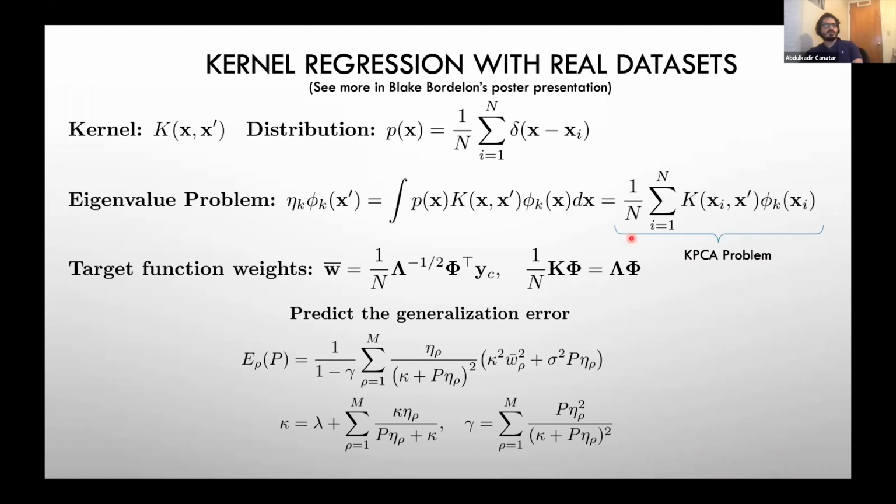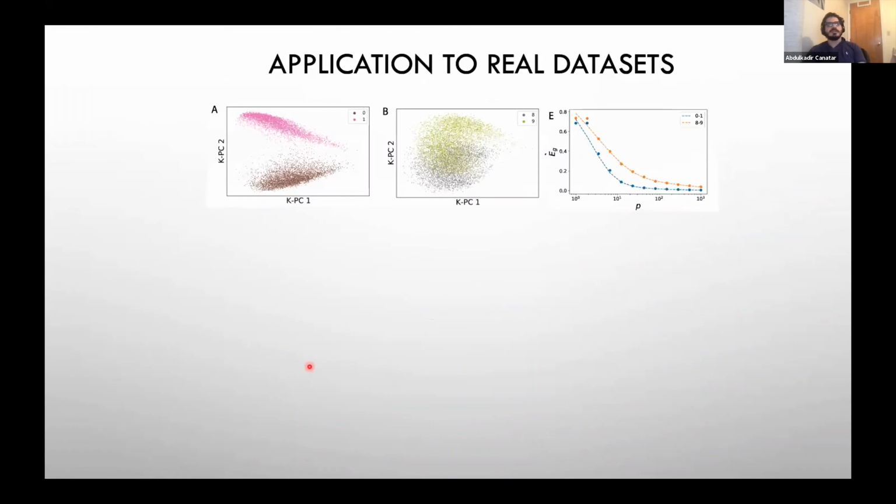Okay, so what I obtain is the following. Basically, my eigenvalue problem, if I pick my data distribution as the empirical distribution, reduces to a KPCA problem. And then once I solve the KPCA problem and obtain these eigenfunctions, eigenvectors, and eigenvalues, I can find the target function by projecting my eigenvectors on the data labels, and then plug everything into this formula and see if my generalization error formula holds.